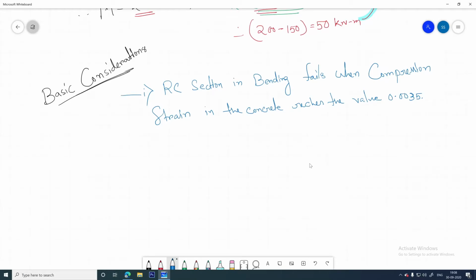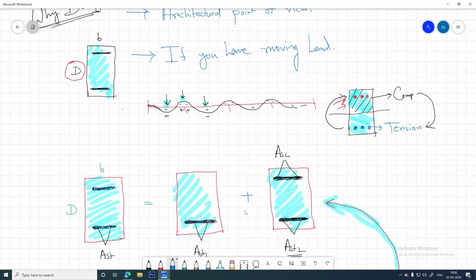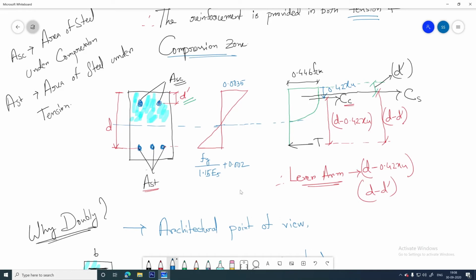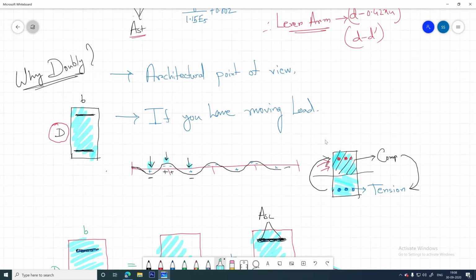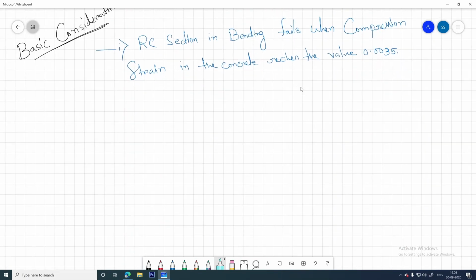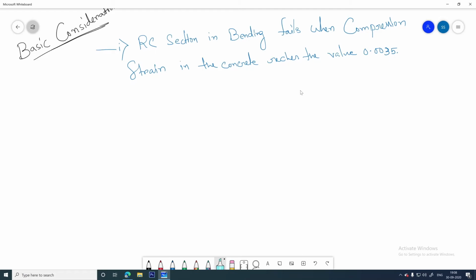Why does it say like this? Look, when I show you the strain diagram, you can see at the extreme end the value of the strain is 0.0035. So if the strain value is greater than this, definitely the beam will collapse. It will fail in the concrete. There will be cracks in the concrete, and definitely it will fail.